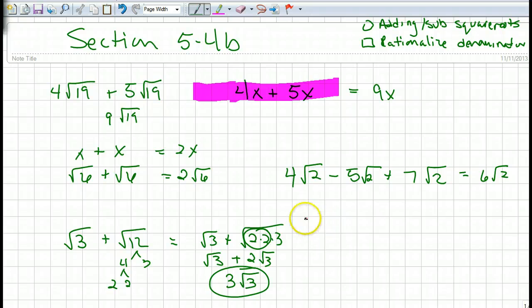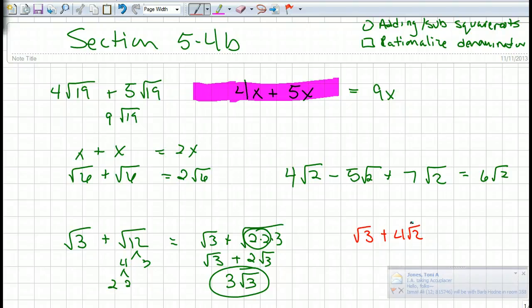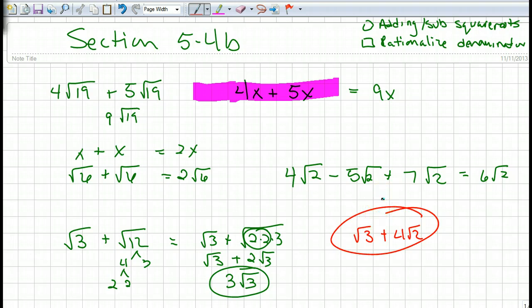There will be times in which you simplify them and they still don't have the same square root. So say, for instance, you had simplified all the way down to this. I have a square root of 3 plus 4 square roots of 2. They don't have the same square root. So because they're not like terms, I cannot add them together. Okay? So I have to leave it like this. That would be my final answer in that case. That will happen sometimes.